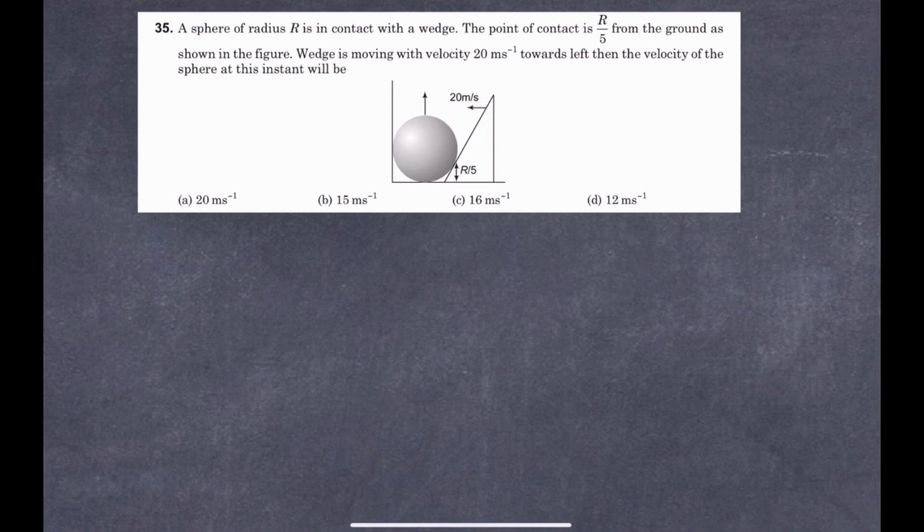So that means if the wedge is moving towards the left with a speed of 20 meter per second, the sphere has to move upwards in order to accommodate the space. So we need to find the speed of the sphere that is moving upward. We will apply the same method as we have applied in the previous 3 questions.